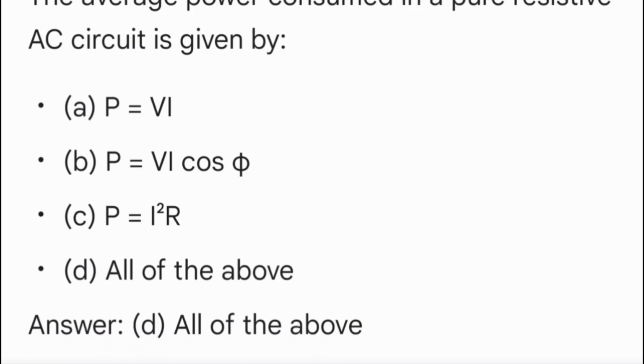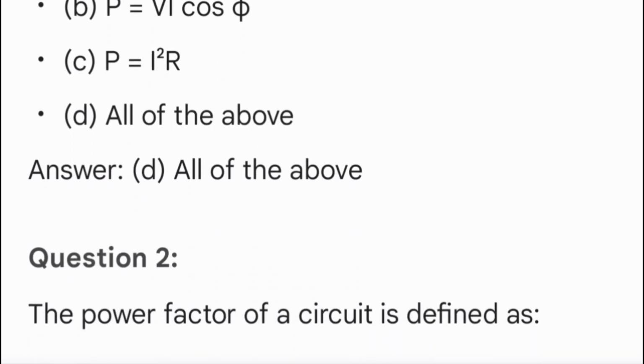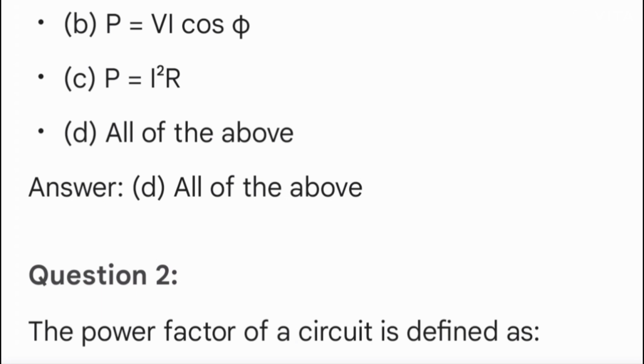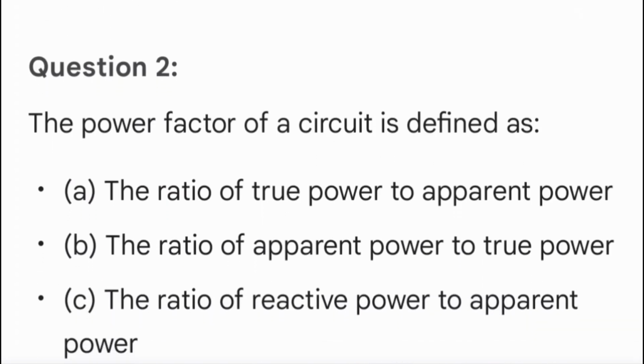Question 2. The power factor of a circuit is defined as A. the ratio of true power to apparent power, B.